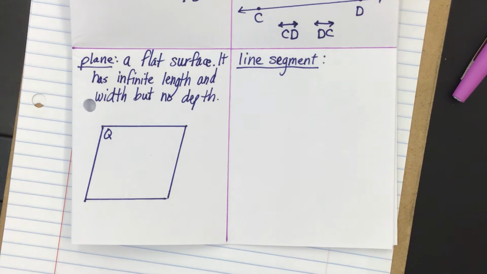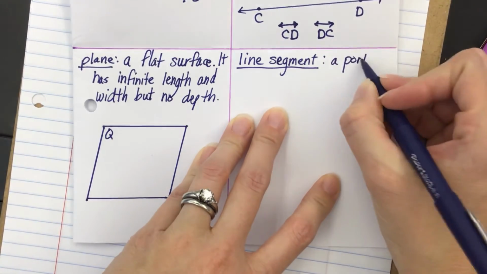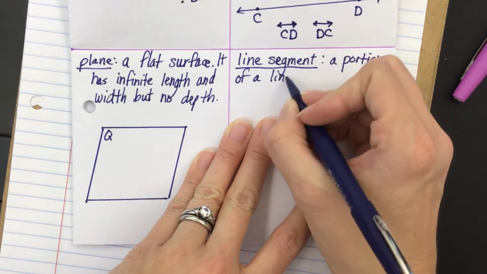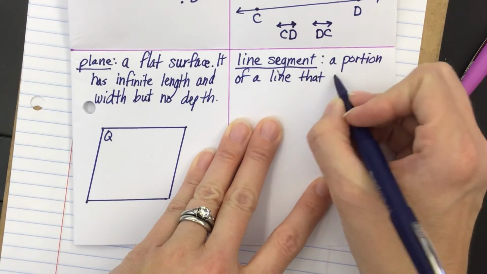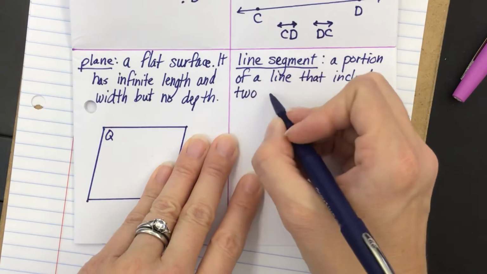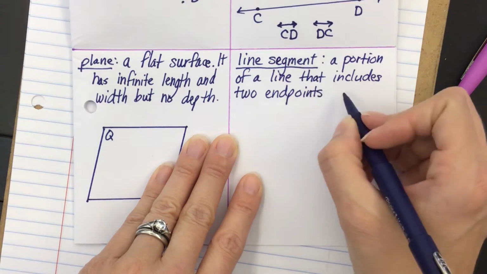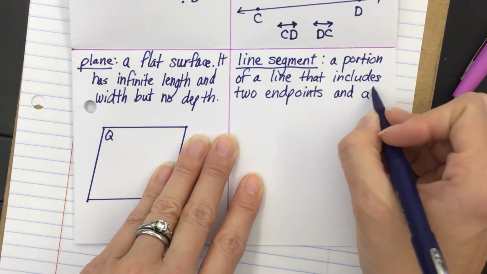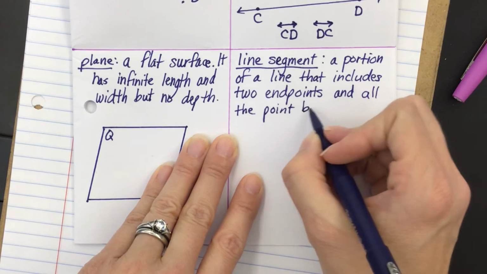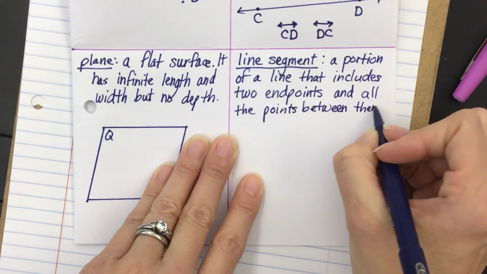So let's write the definition for that. It is a portion of a line that includes 2 endpoints and all the points between them. Okay.